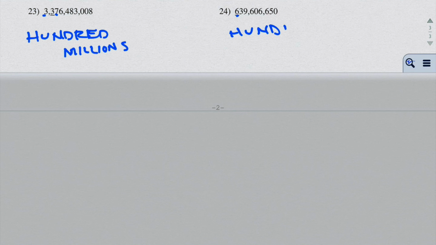Number 23. This 3 is in the 100 millions place. Just like this 7 would be in the 10 millions place, and this 3 would be in the billions place. This 6 is in the 100 millions place. And that's naming decimal places.